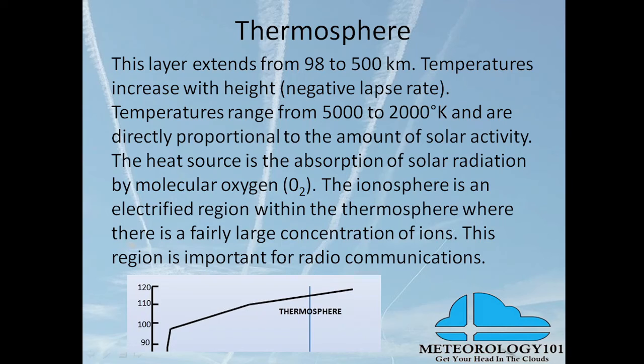And the reason that temperature increases with height is that this layer of the atmosphere absorbs most of the heat from the sun to protect us on Earth. Temperatures range from 500 to 2,000 degrees Kelvin and are directly proportional to the amount of solar activity. The heat source is the absorption of solar radiation by molecular oxygen, and the ionosphere is an electrified region within the thermosphere where there is a fairly large concentration of ions. This region is important for radio communications, so we spoke about that earlier.